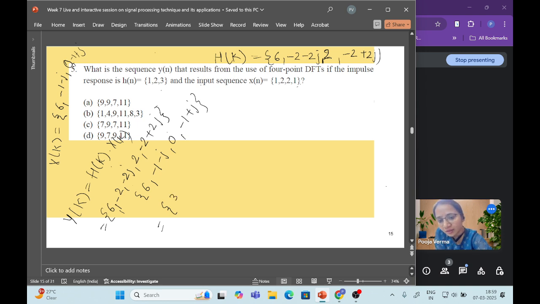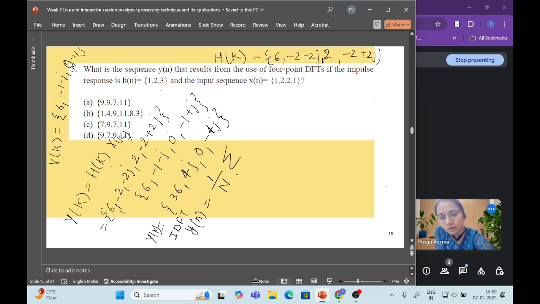So you will get 36, 6 into 6, 36. And if you multiply minus 2 minus 2j with minus 1 minus j, you will get 4j. And 0 into 2, 0 will be there. Similarly, if you multiply the last one, you will get minus 4j. So this is the Y of k you have got. Now, to get y of n, you have to do the inverse DFT.